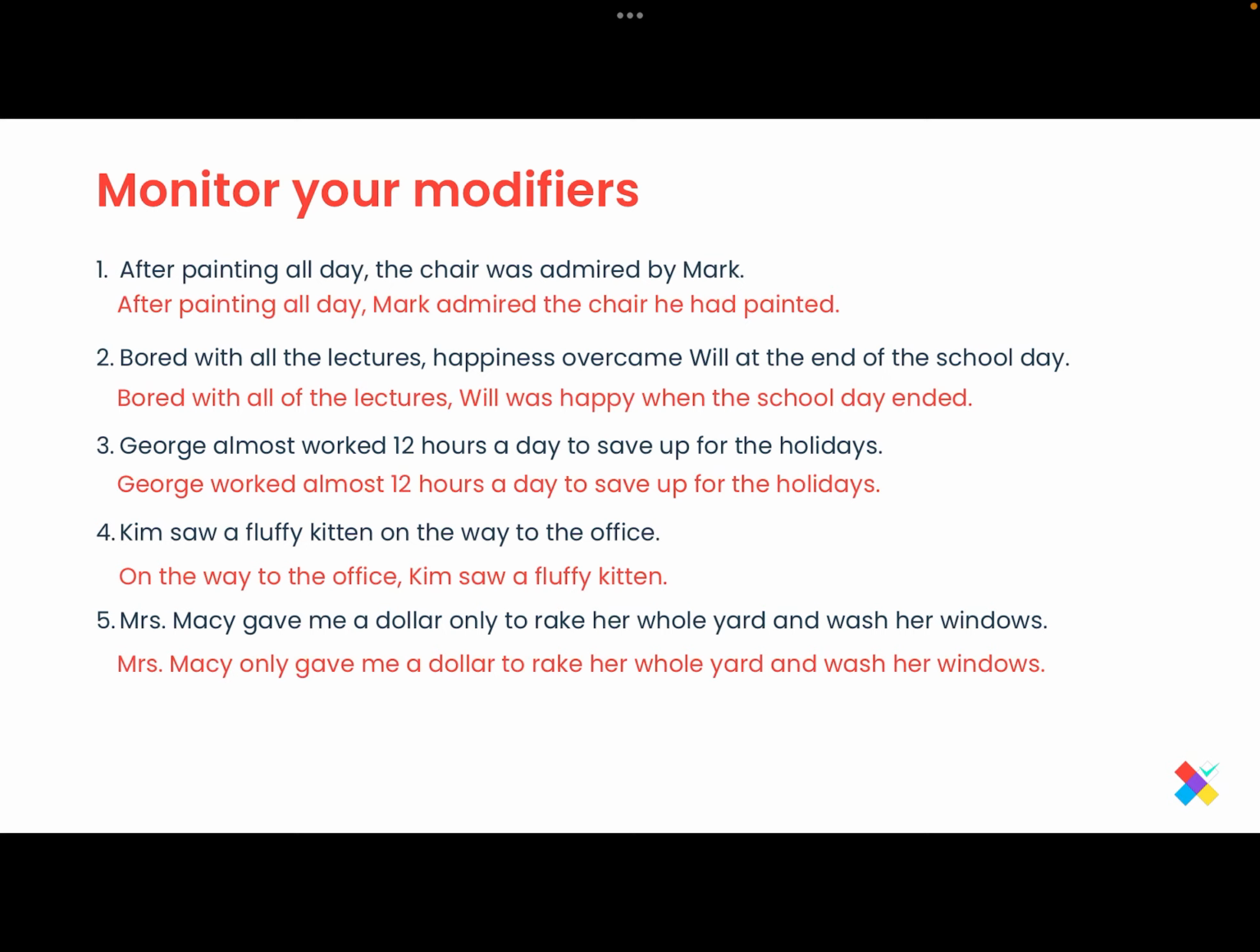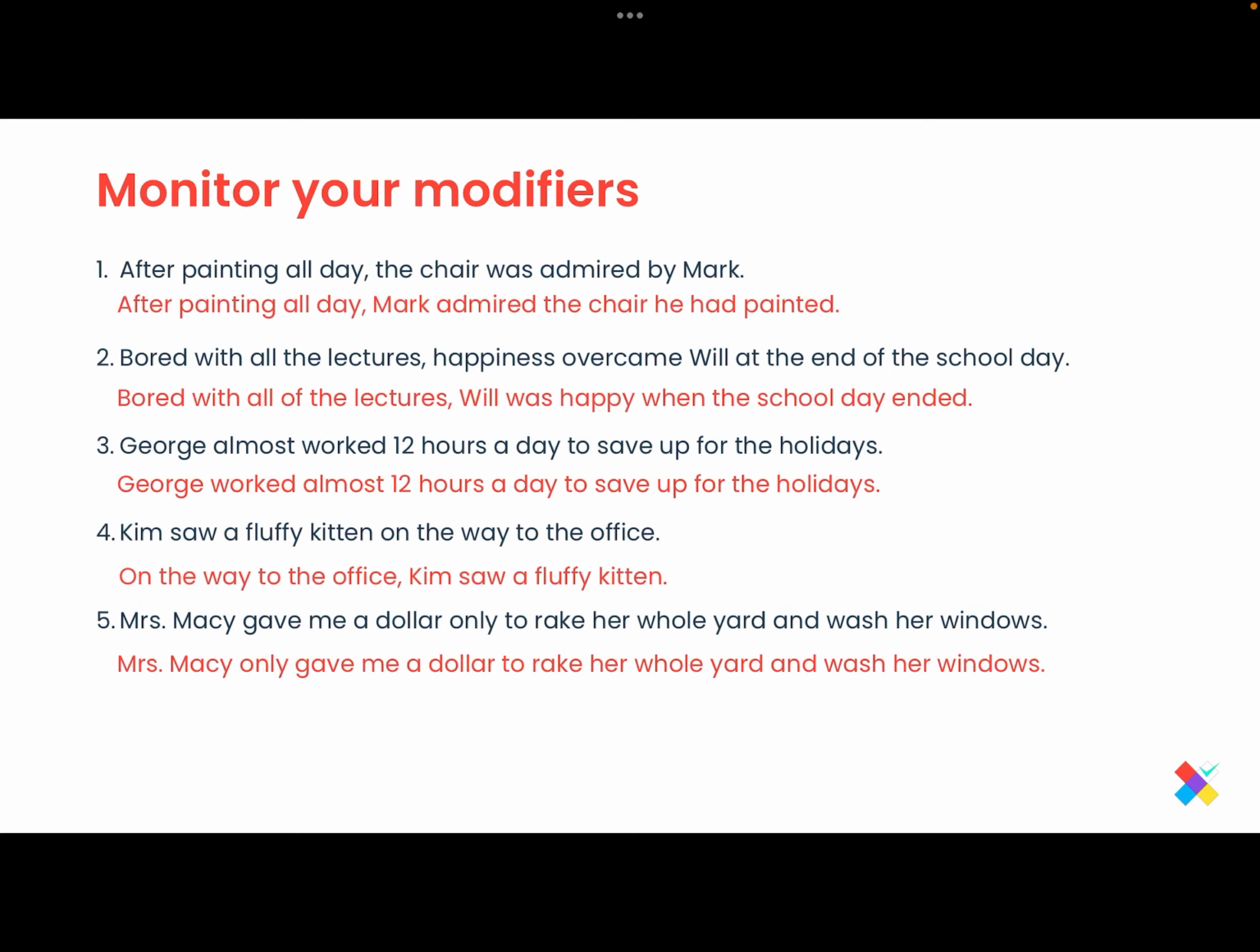The second one, about Will's long day. This is another common mistake, when the modifier simply refers to the wrong word. Here, happiness is being modified by the phrase "bored of all the lectures." And obviously, happiness can't be tired or bored or anything. It's not that kind of noun. It's Will who's bored with lectures and happy to be done. So we can easily express that feeling with a simple change of sentence structure.